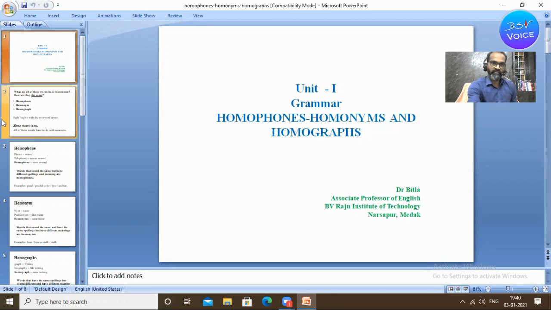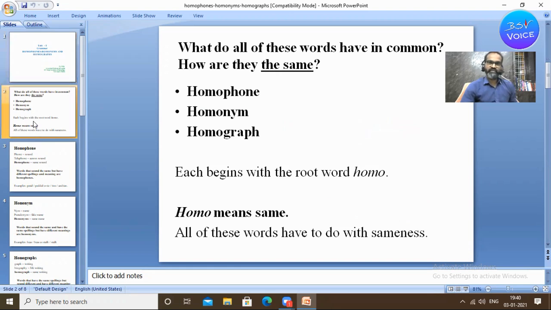Let us see what we learn from here. Before that, what do all of these words have in common? You can answer it. How are they the same? People look alike, and definitely features are the same. Only within a home, some siblings have similar features, but they are different from each other.